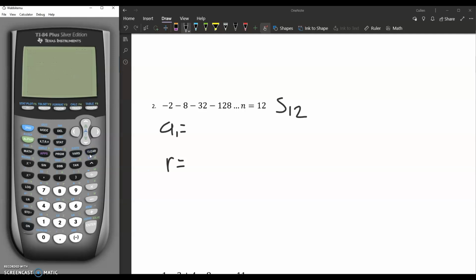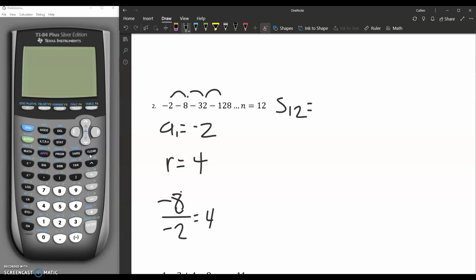And I'll show you how to do this in your calculator, but you need to be careful when you're plugging this part of the formula into your calculator. So A1 here is -2. That's just the first term. R is the number you're adding or subtracting. Sorry, this is geometric, so it's the number that you are multiplying or dividing by to get to the next number. Here, from -2 to -8, you multiply by 4. And if you're having trouble with that, you can take a term and divide it by the previous term. And for all these terms here, you'll get 4 when you do that.